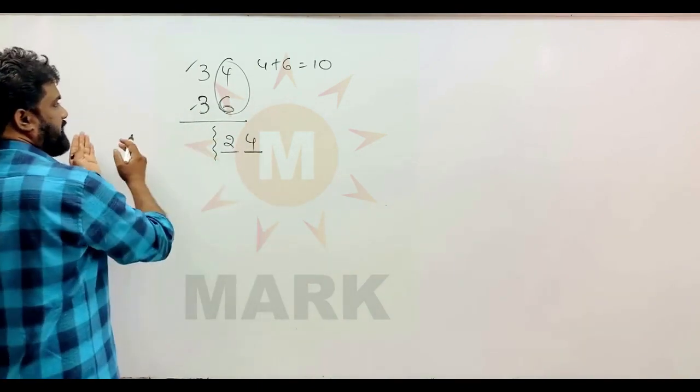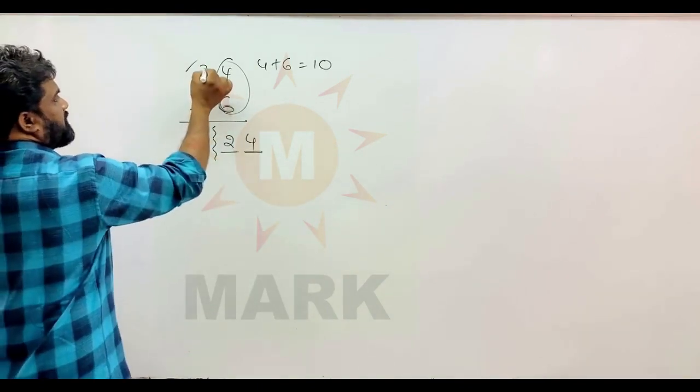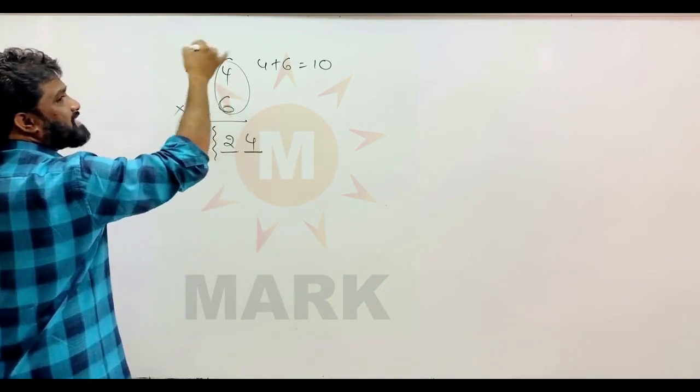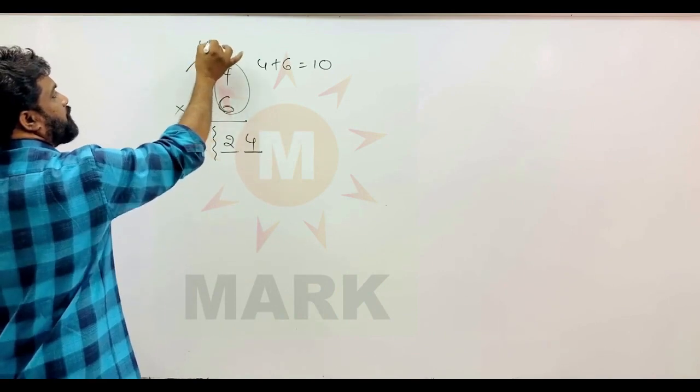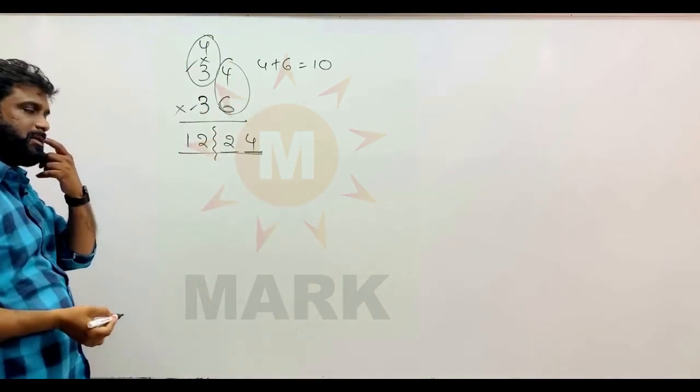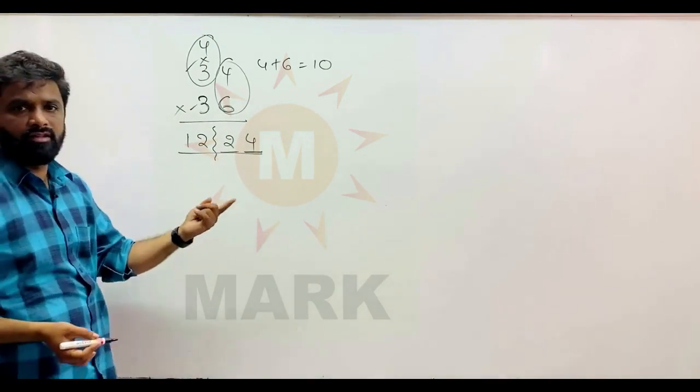Sir, what should I write in the left part? Whatever this number is, it is the same in both, and we are doing multiplication. What is the next highest number to 3? That is 4. So multiply these two numbers and write the product here. You got your answer. Your answer is 1224. This is how you have to do it.